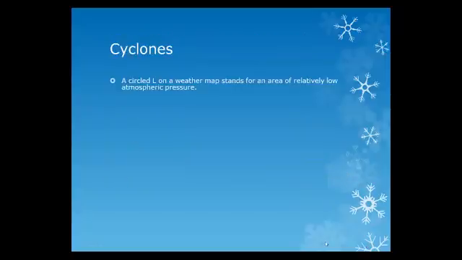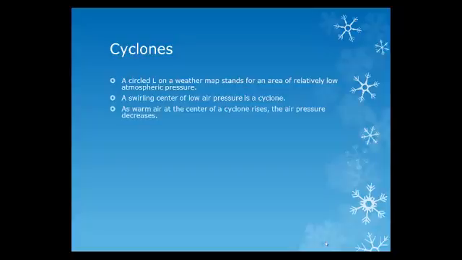Cyclones. Cyclones are areas of low pressure. They are indicated on a weather map by the letter L. The swirling center of a low air pressure system is called a cyclone. As warm air in the center of a cyclone rises, it creates an immense area of low pressure. Cooler air from around the outside of that low pressure region comes in and blows into the central area.